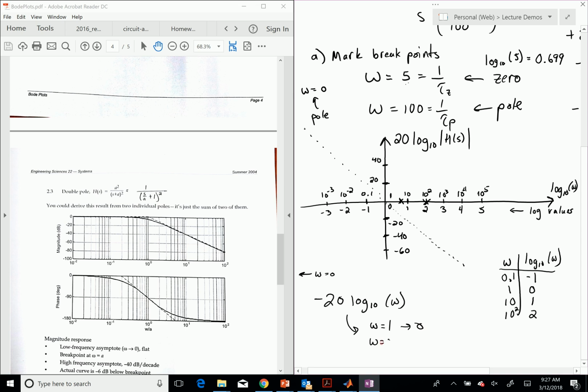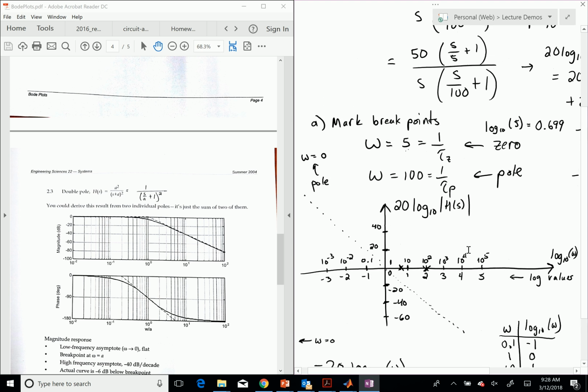If omega was equal to 0.1, I would have negative 20 log 10 of 0.1, which ends up being 20. And if I did omega equal to 10 to the minus 2, I'll end up seeing that this becomes plus 40. Okay? In other words, this is dropping very rapidly.